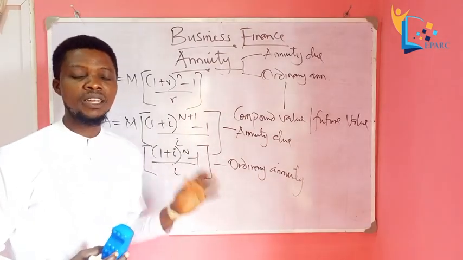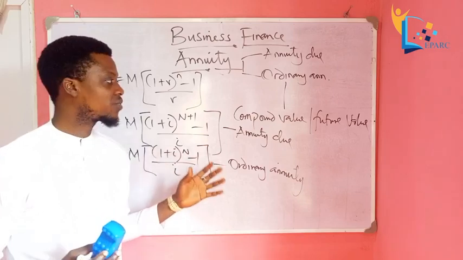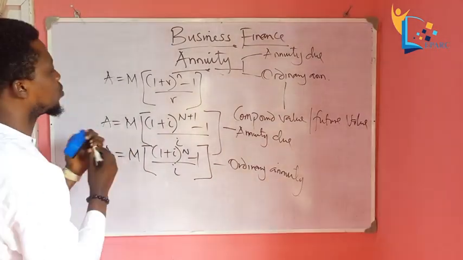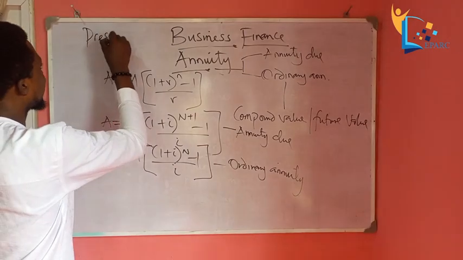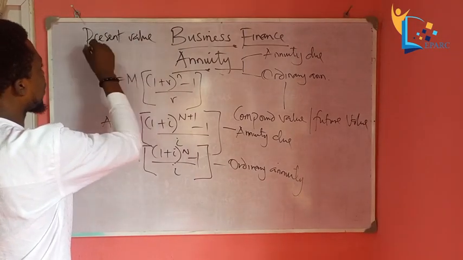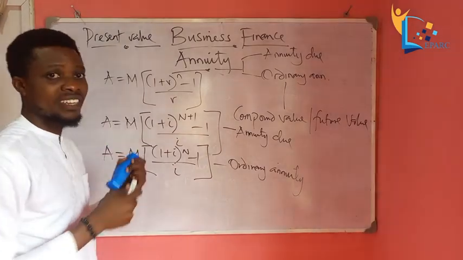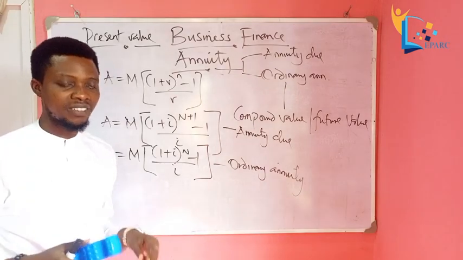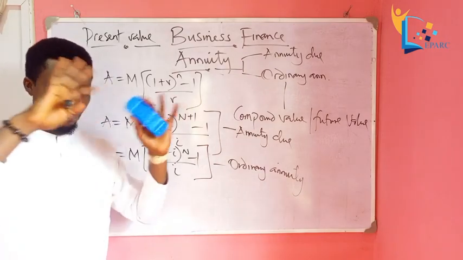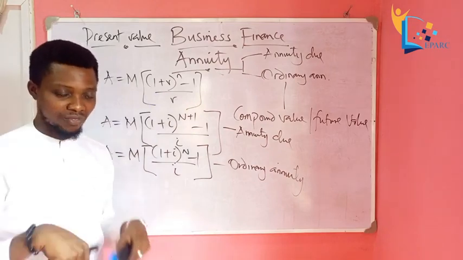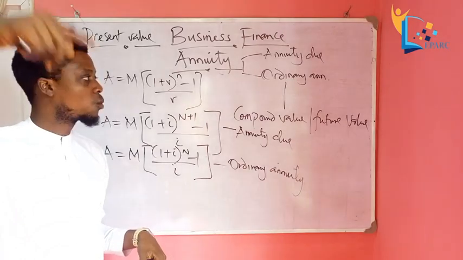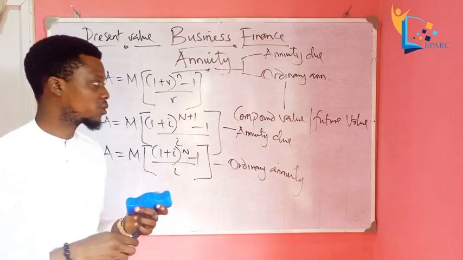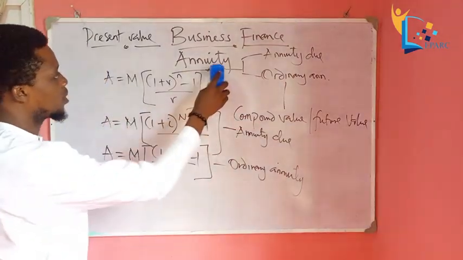Now, for present value, when we say present value of annuity, we are saying what is the present value of all the annuities at the end of the period. What is the present value for all annuity compounded? What's the present value of such an annuity compounded, which is supposed to end at a particular period of time? So we are trying to find out the present value of such an annuity. And the formula is given as, let me wipe this off.